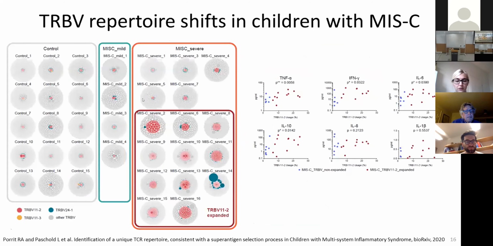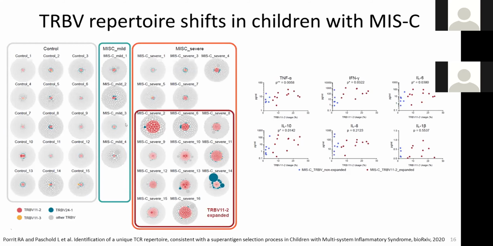So this is another way of visualizing repertoire, which my PI really fell in love with. And every dot represents one clonal type of the repertoire, and the size of the bubble reflects the fraction of the clone. And here the clones of the same V gene are colored, red is for the TRBV 11-2, and you can clearly see the cutoff of the severe repertoires with expanded TRBV 11-2.